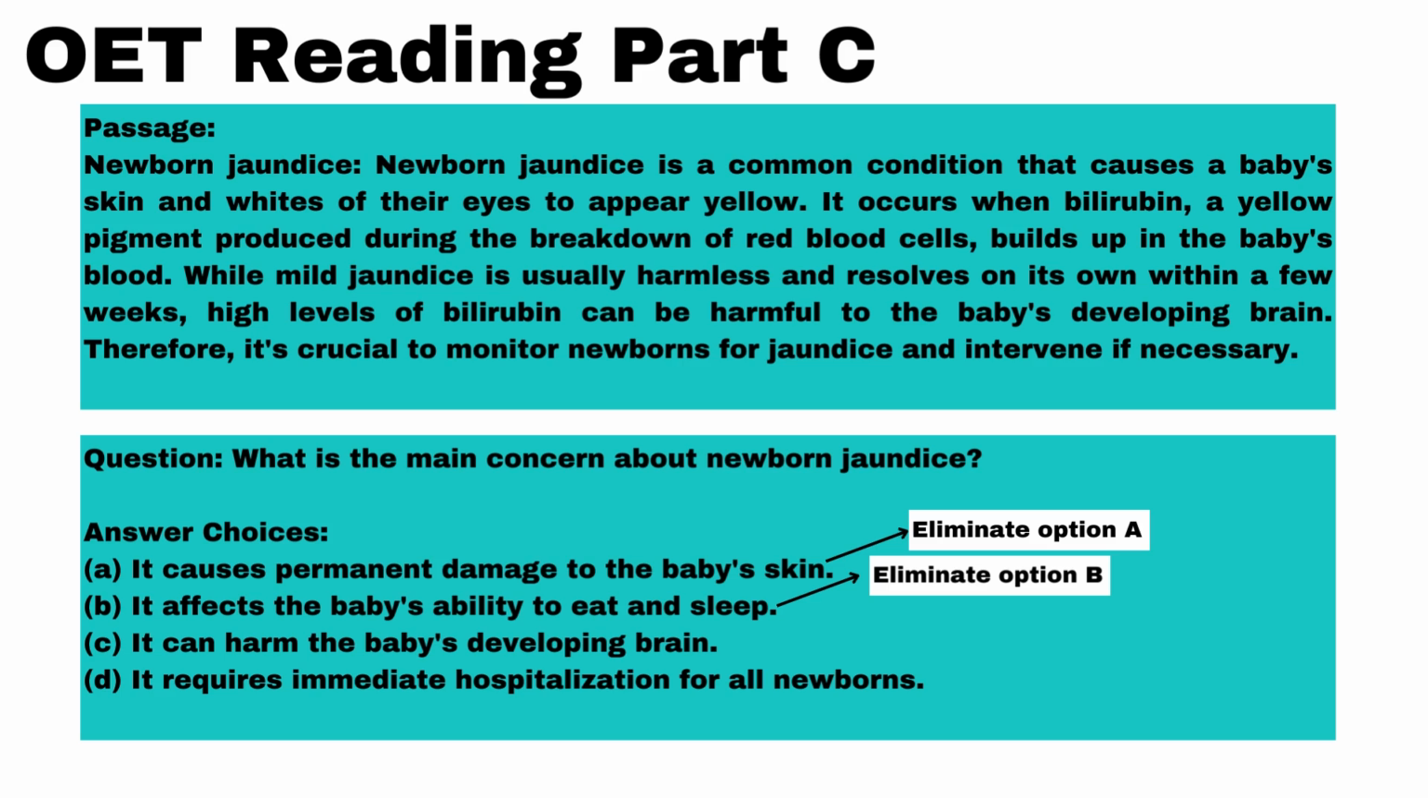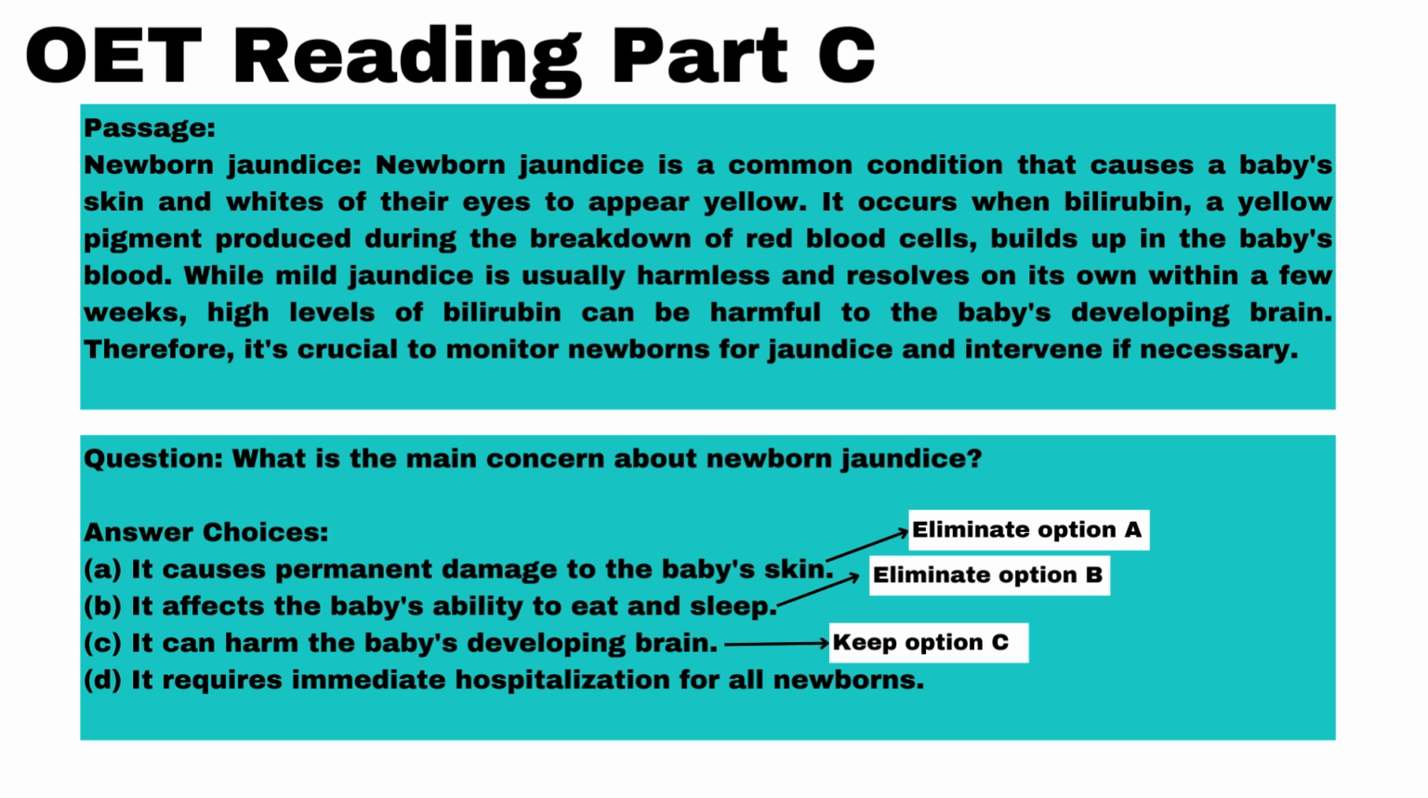Option B is not supported by the text. The focus is on brain development, not feeding or sleeping. So eliminate this option. Now let's explore the elimination reason for this option. The text focuses on the potential harm to the brain, not feeding or sleeping. These issues can sometimes occur due to illness. The passage doesn't directly link them to jaundice. The clue in the text advises us to pay attention to the main topic and specific details mentioned. Look for keywords like "developing brain," "harmful," and "bilirubin" to identify the core concern.